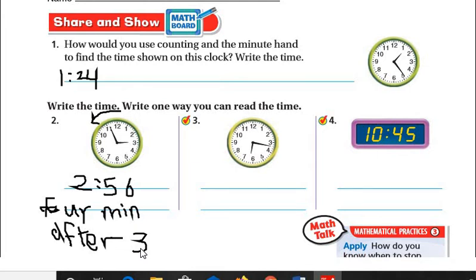The hour hand points between 6 and 7, so it's 6 o'clock. 6. And how many minutes? Here we have 15 minutes at 3. Then after 15, 16, 17. So 6:17. So we can say the easiest one, 17 minutes after 6. So when can I use after, and when can I use before.